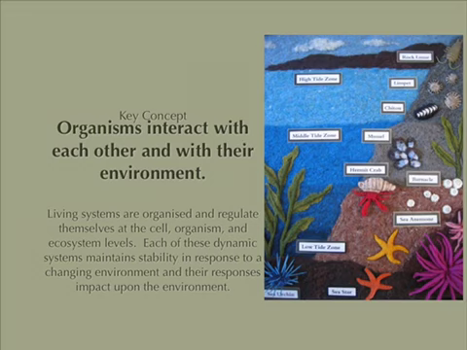The key concept that we want you to understand is that organisms interact with each other and with their environment. The curriculum goal below states that living systems are organised and regulate themselves at various levels within an ecosystem. If you look at the picture, you can see this is an ecosystem of a rock edge on the seafront. It could even be a rock pool.